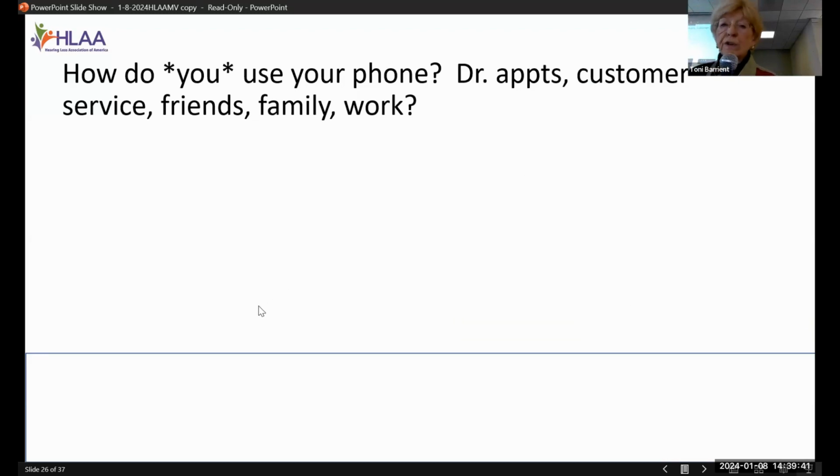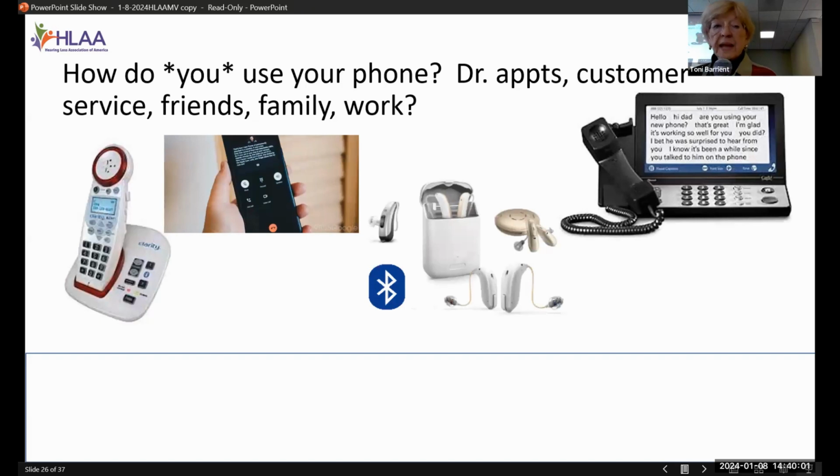So how do you use your phone? Is there anybody here who doesn't use a phone because of their hearing loss? You're all using your phone, good. I use it for doctor appointments, customer service, friends, family, work. And again, they can come with an amplified phone, cordless. This one is available from California Phones. They have a new name.